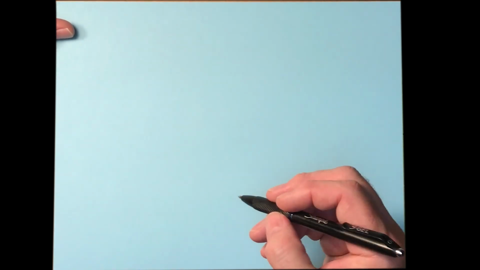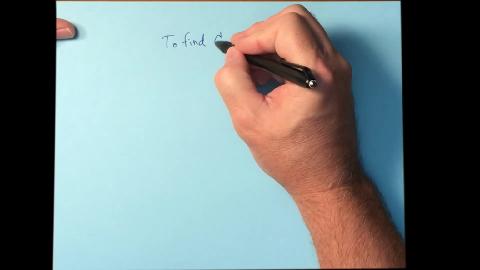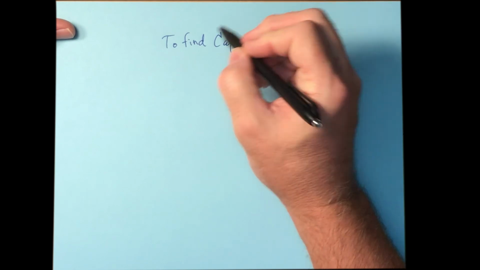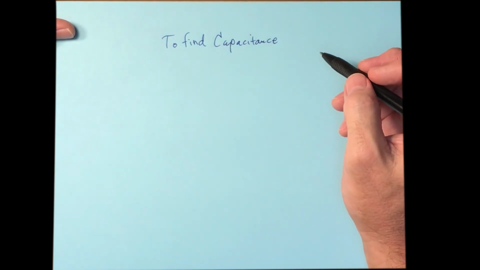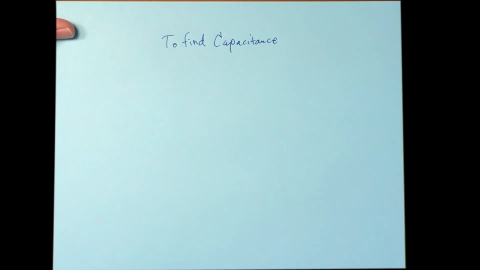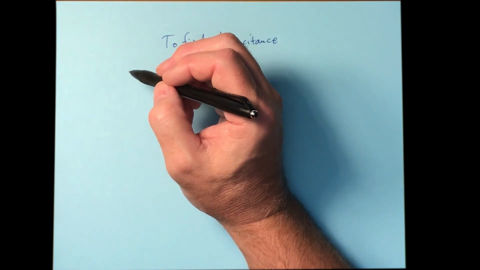Now let's go on and give you a step-by-step procedure to find capacitance. We just did it for a parallel plate capacitor, so I want to write in general terms how you would find the capacitance for some situation. And it's a pretty easy process. It's like 1, 2, 3 steps.